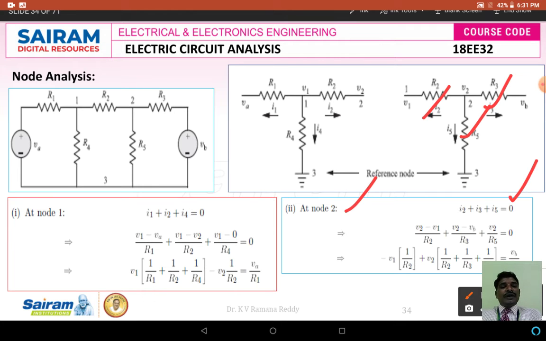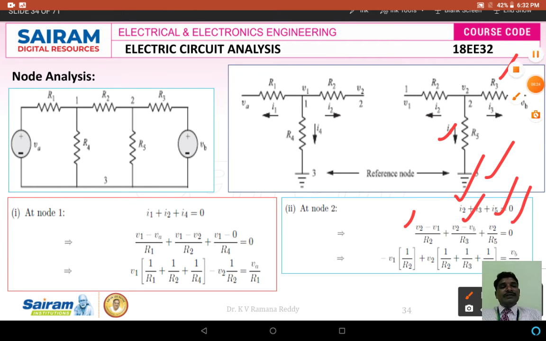So if I2 + I3 + I5 = 0, I can write that equation with respect to Ohm's law. I2 is (V2 - V1)/R2. Next, I3 is (V2 - VB)/R3. I5 is V2 - V3, and V3 is already 0, so (V2 - 0)/R5, which is V2/R5, and the sum is equal to 0.